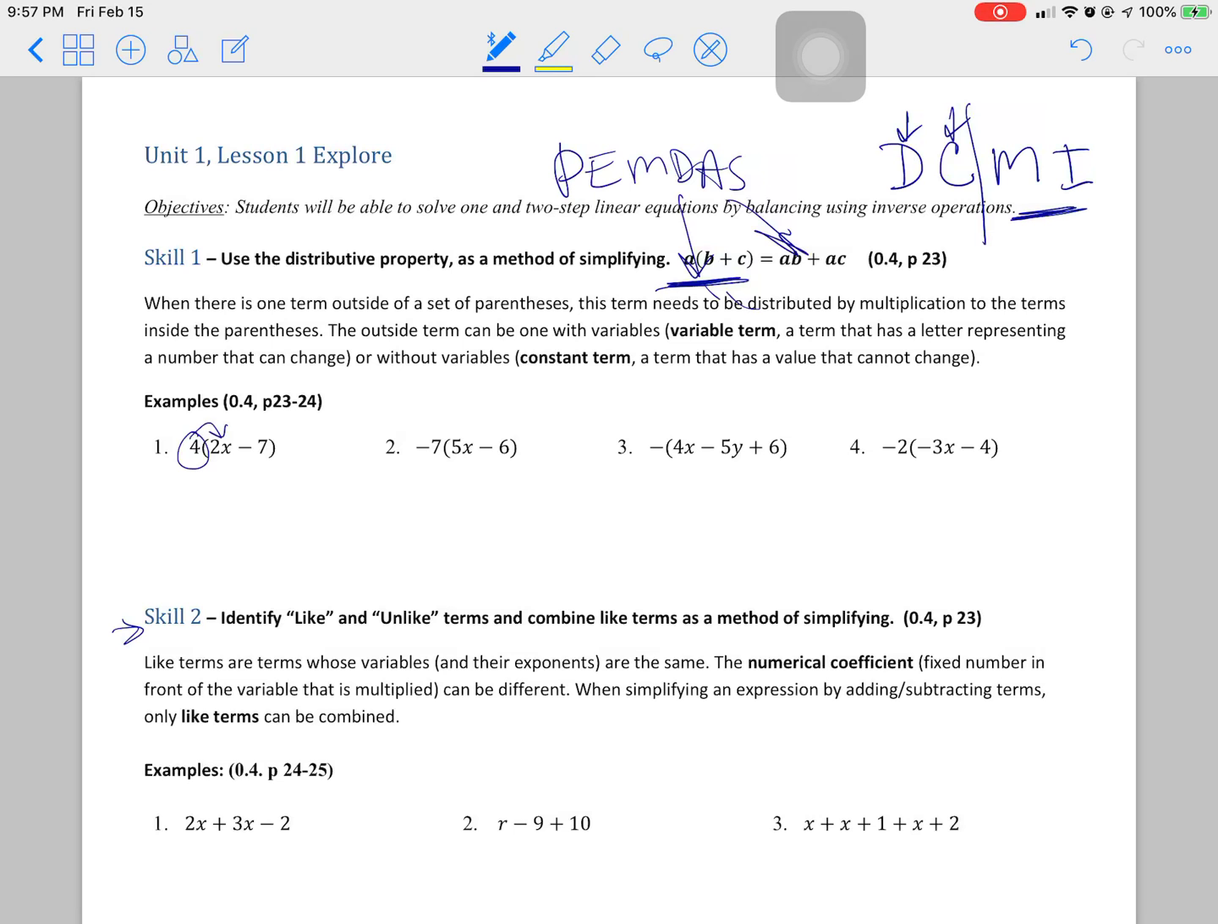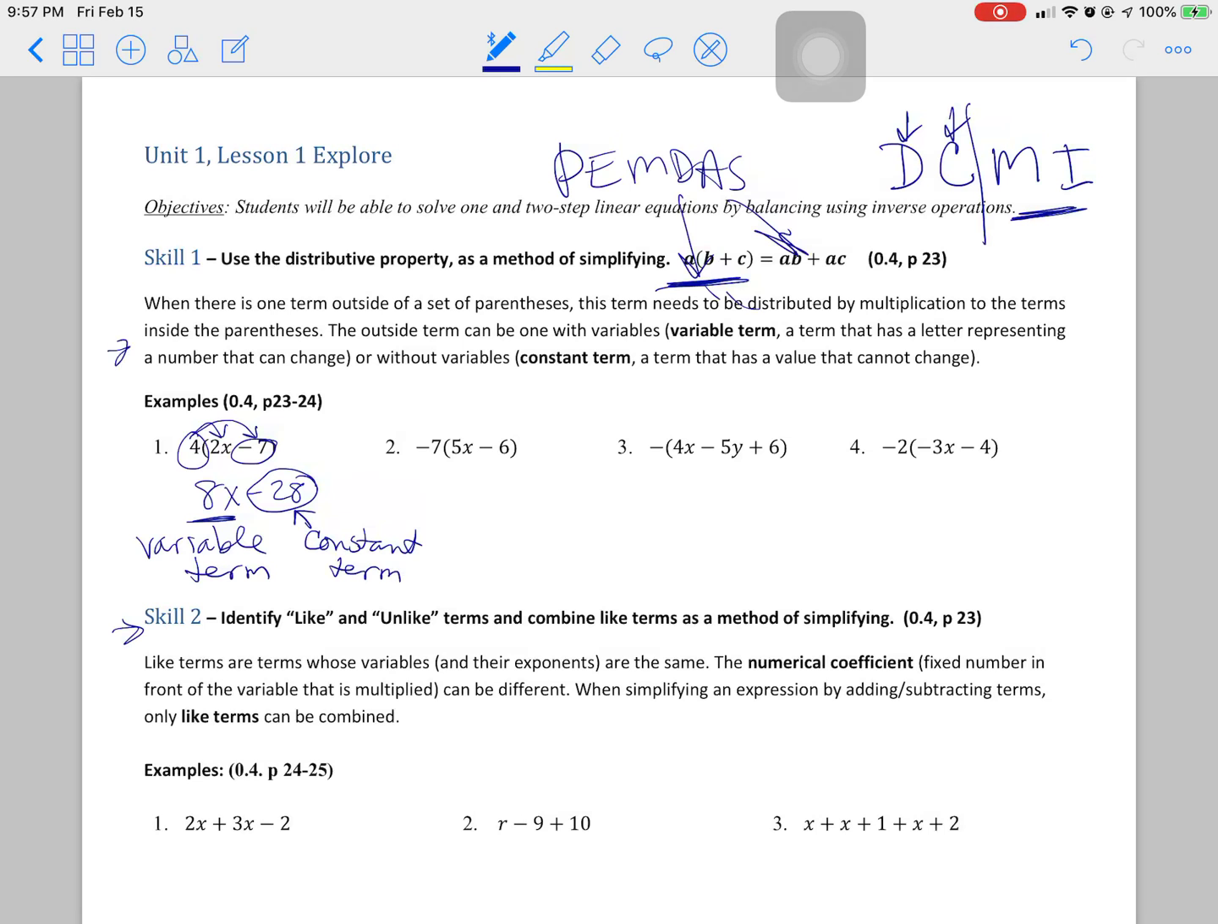The 4 times the 2 is 8x. 4 times the negative 7 is negative 28. And I'm done because these are not like terms. What I have here is a variable term, and this right here is a constant term.